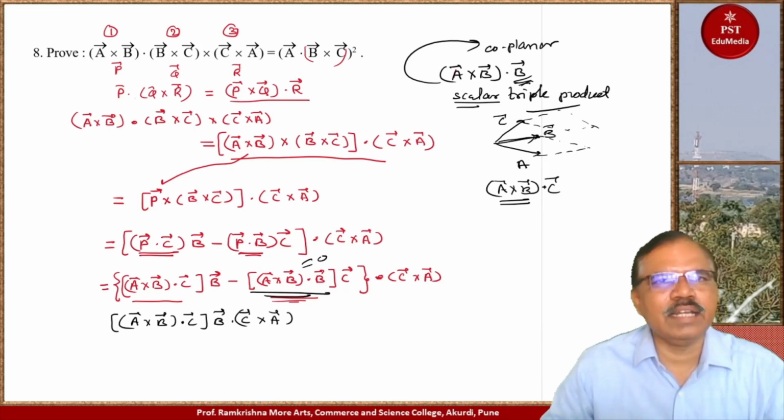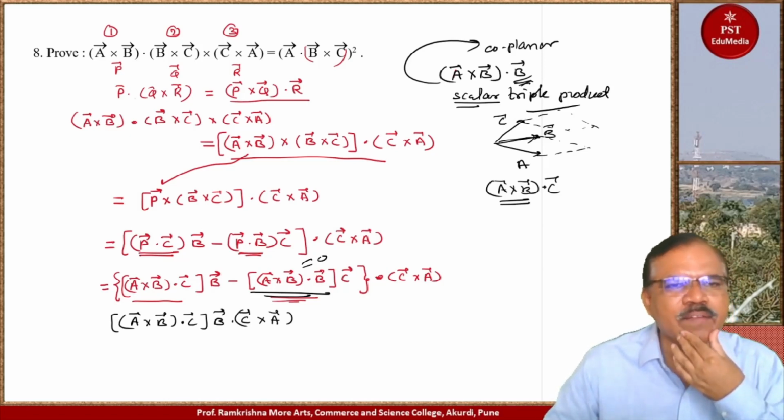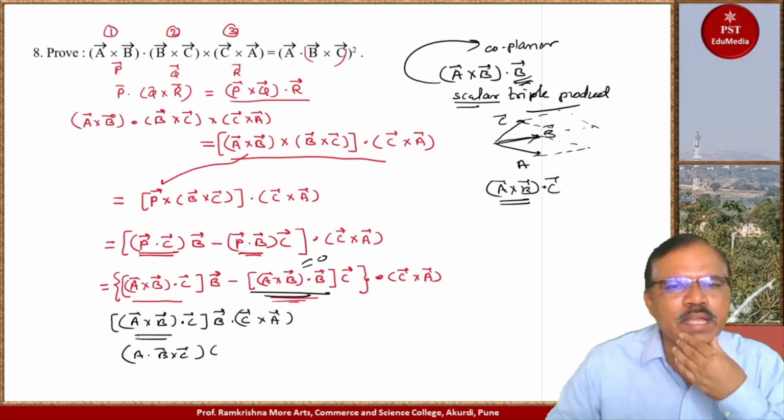Now you can use the vector identity for this, going in cyclic way. So you can take the first one as A dot B cross C. And this one also you can go cyclic way, so you can take C cross A dot B, then A dot B cross C. So you can write this as A dot B cross C. So what is this? This comes out to be A dot B cross C square.